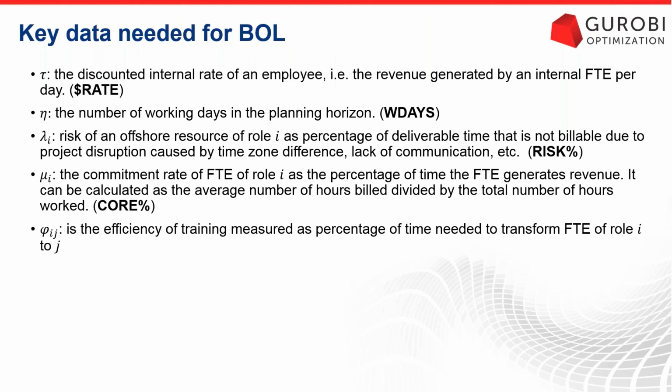Here we introduce some notation. We use tau to represent the discounted internal rate, that is the productivity of an internal workforce. Eta represents the number of working days in the planning horizon. Lambda I refers to the risk of offshore resource operation. And we use mu to represent the commitment rate of FTE, as the percentage of FTE time that is billable divided by the total number of hours worked. We use phi ij to describe the amount of effort, that is the efficiency of training needed to transform FTE with role I to role J.